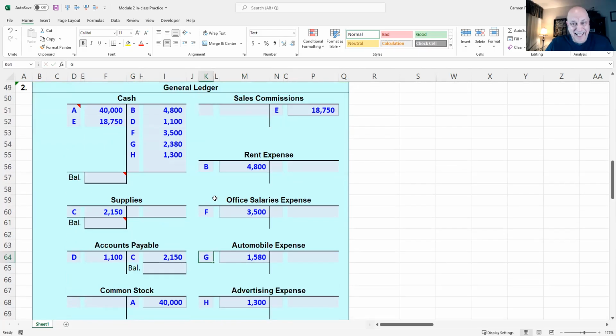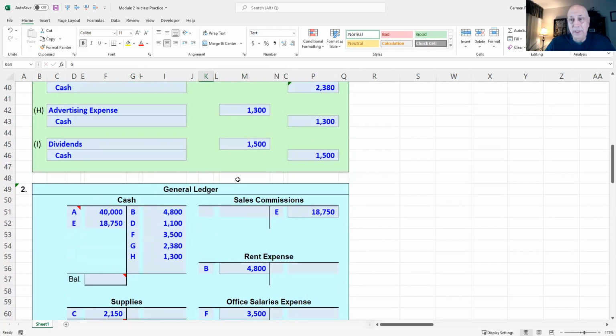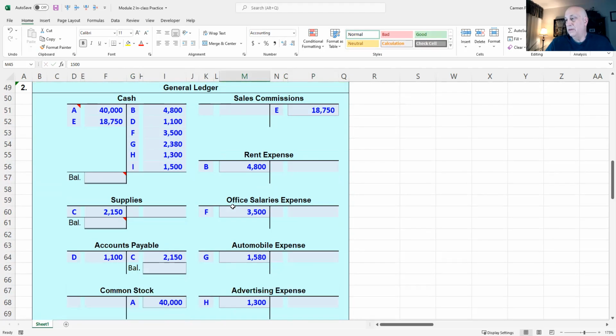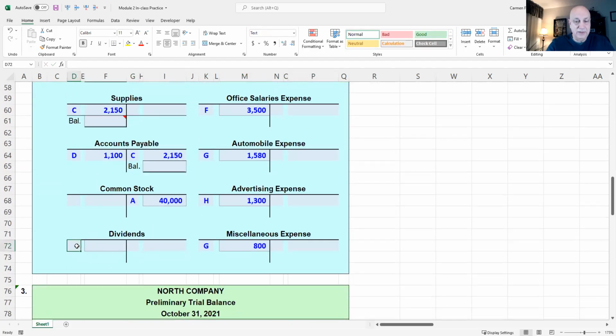In real life, you'd have dates here, whatever dates they were in your general ledger showing when that journal entry was recorded. Now, lastly, we have dividends and cash. So we're going to post transaction I for how much was that? That was $1,500 right here. Post that credit and the dividends. We're going to post that debit. Find the dividend account. Transaction I, $1,500.